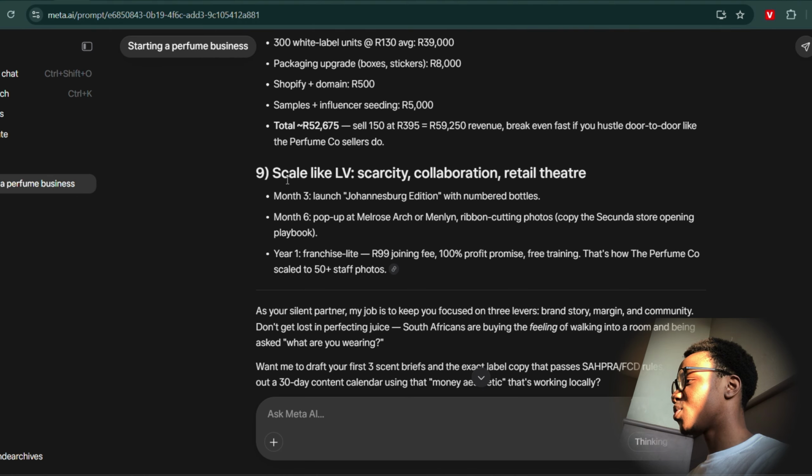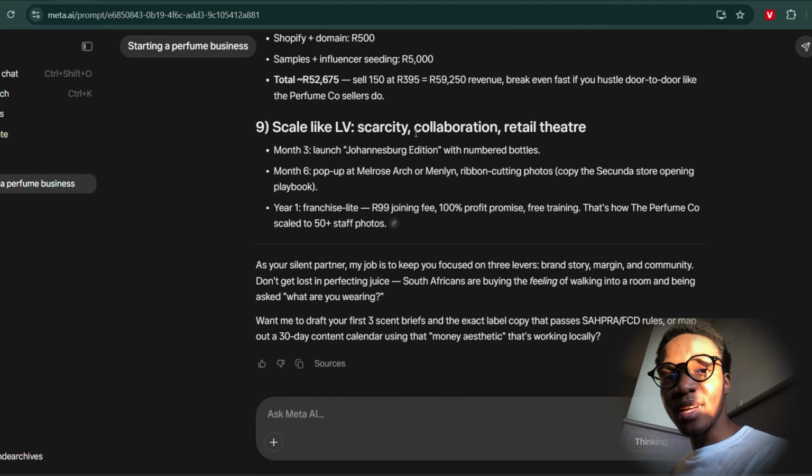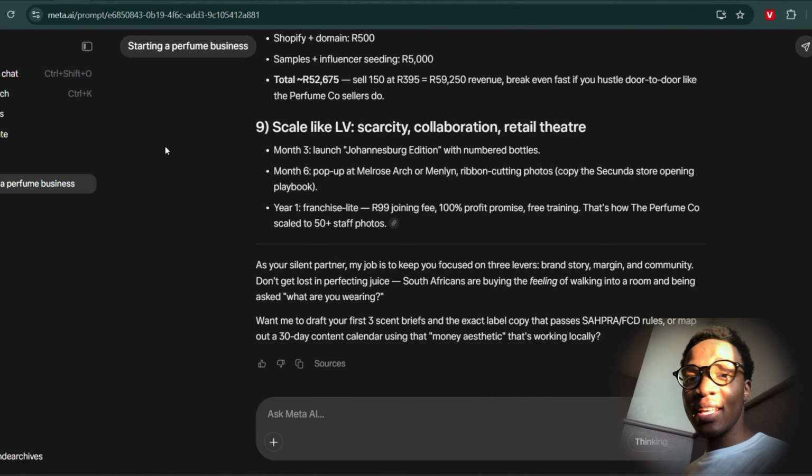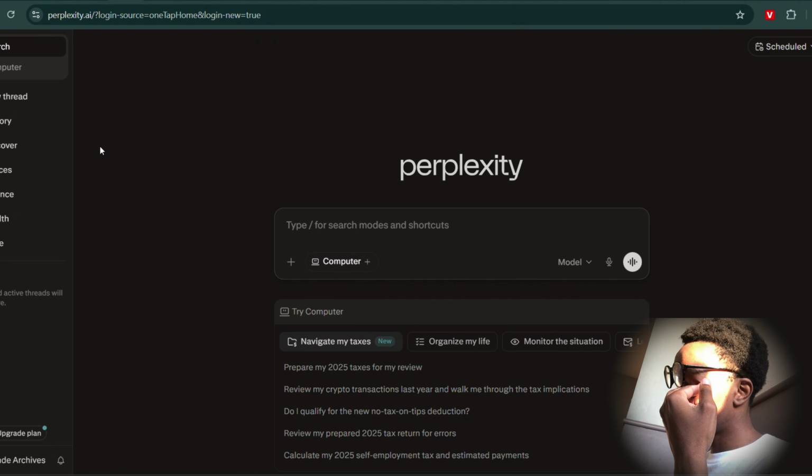Scale like LV: scarcity, collaboration, retail theater. This is so dope, man. Wow. Okay, let's move on to the next honorable mentioned AI on the list. And that would be Perplexity.